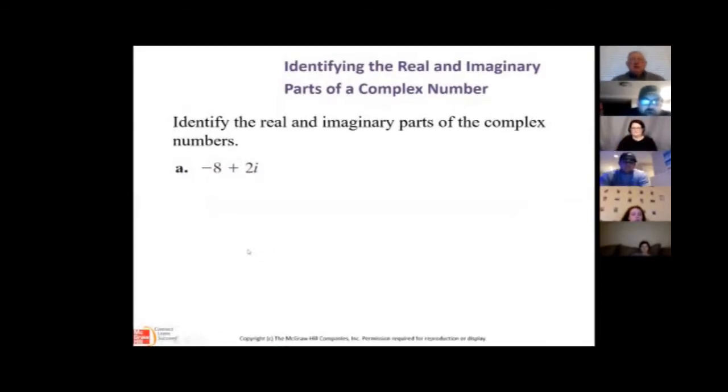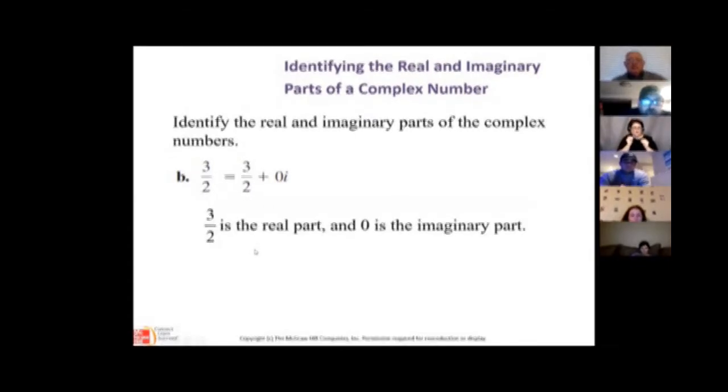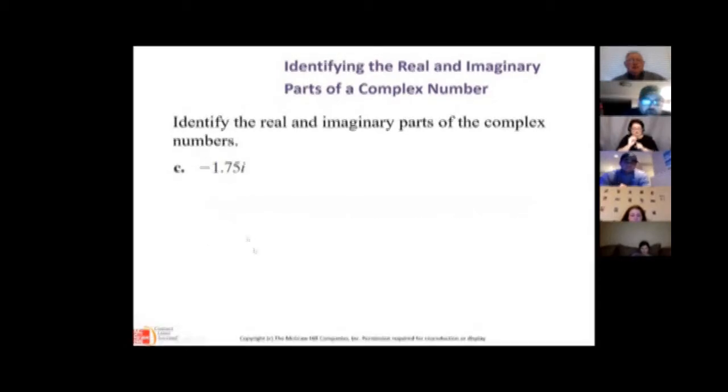Now, this is kind of simple. Identify the real and imaginary parts. -8 is the real part, 2i is the imaginary part. What about this one? Well, that's just the real part, because the absence of an imaginary means that the coefficient is a 0. This one, we're missing the real part, so it has to be 0.